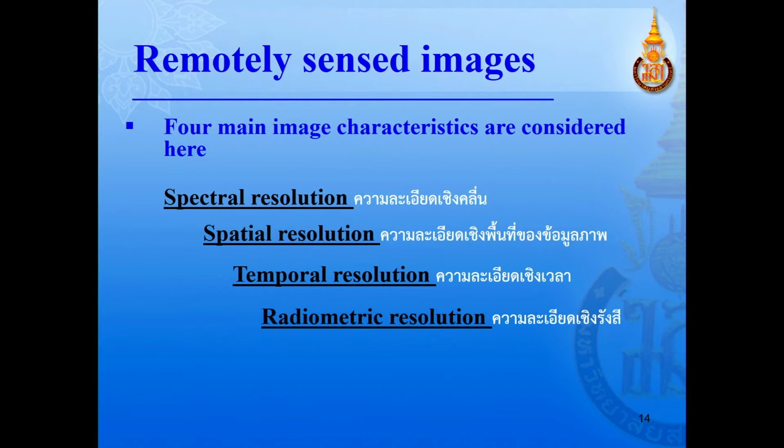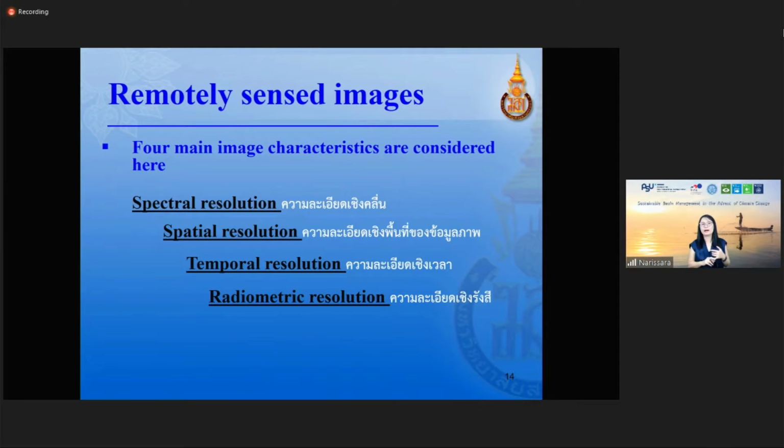Okay, I would like to go to the slide about the 4 main image characteristics for remote sensing. What we have to consider: the first one, spectral resolution; the second one, spatial resolution; the third one, temporal resolution; and the last one, radiometric resolution.